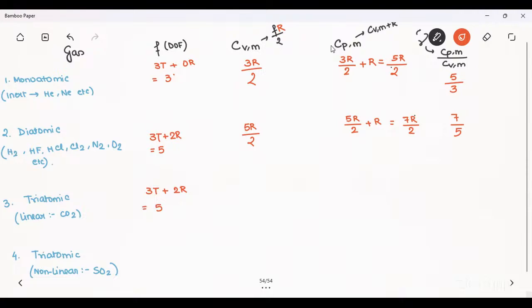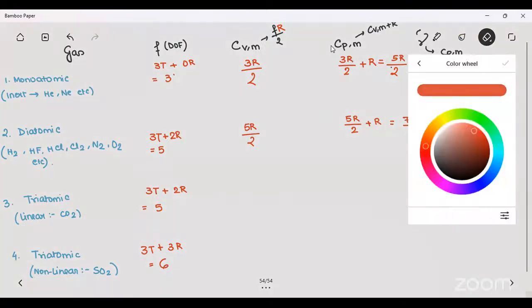But for non-linear, 3D is fixed. They can move like this, they can move like this, they can move like this. But this bond can rotate, this bond can rotate, and overall this structure can rotate. Okay, so there will be 3 rotational degrees. So total it will be 6. Okay, so this is what is happening.